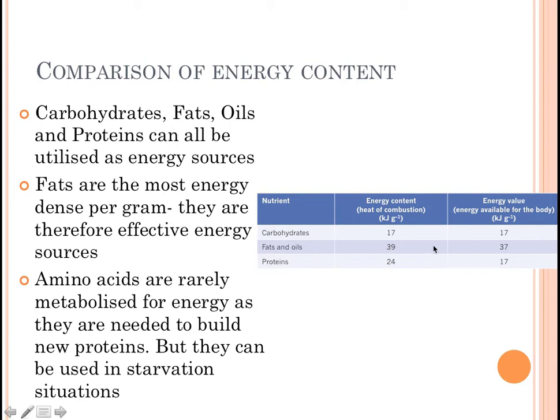Fats have got the most energy per gram, okay? So per gram of fats or oils, you've got around about 37 kilojoules of energy, as opposed to carbohydrates and proteins, which are both on around about 17. Okay? If we look at the heat of combustion, we'll see that actually the energy from fats and oils is even higher, and same from proteins.